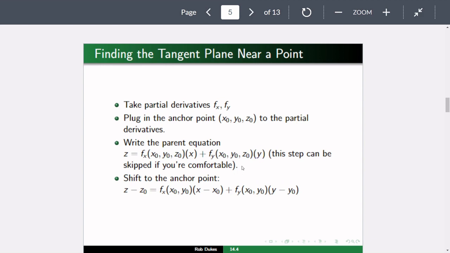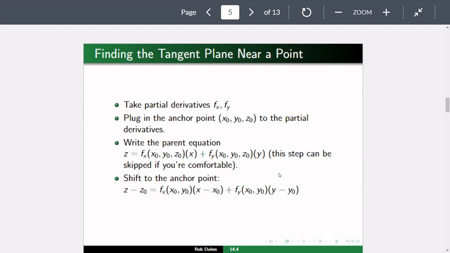This step you usually skip. It's just saying this gives you a plane that's parallel to the right one, and then you shift to the anchor point. So this is the form you would actually want. z minus z naught is the derivative with respect to x, plug in x naught, y naught, and z naught if it's necessary, times x minus x naught. It's a little inconsistent. I should have a z naught here as well. And plug in the f sub y, x naught, y naught, z naught as well.